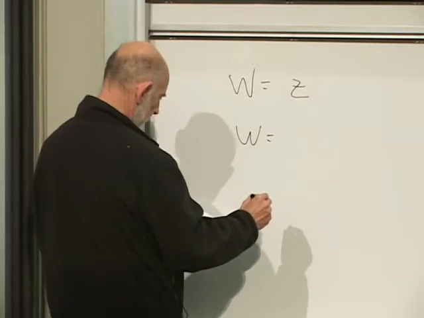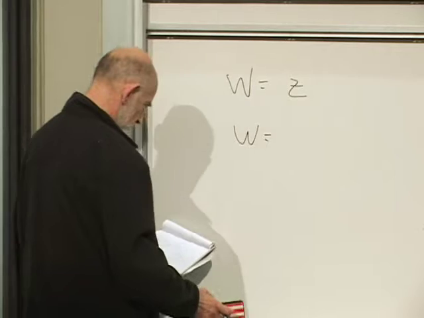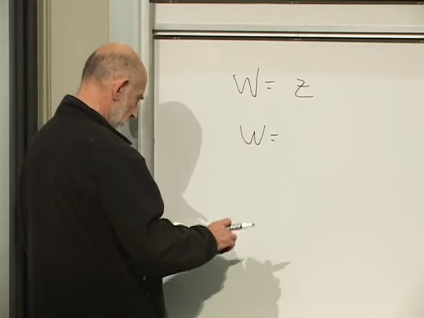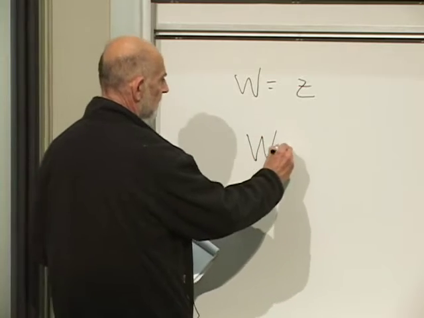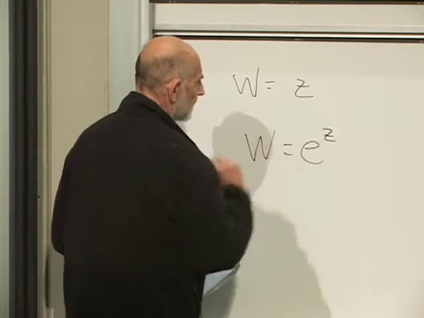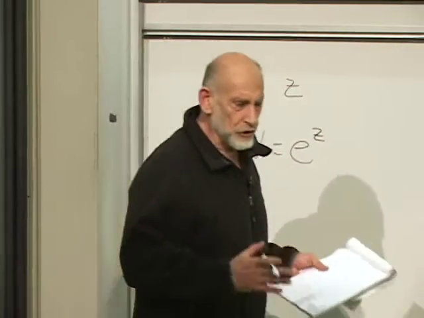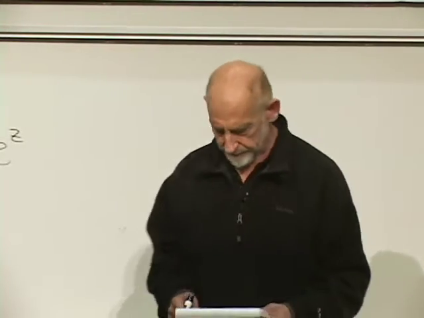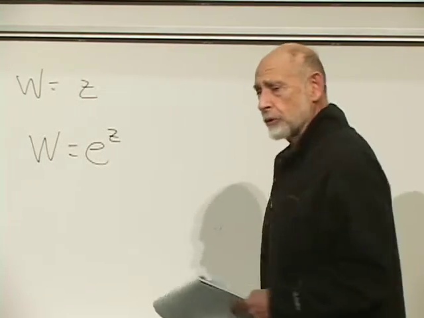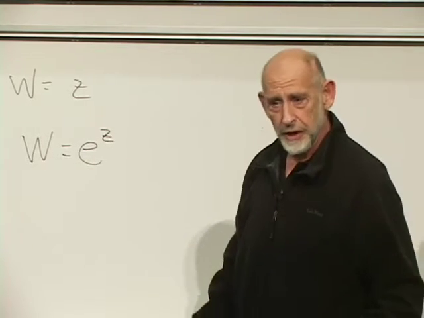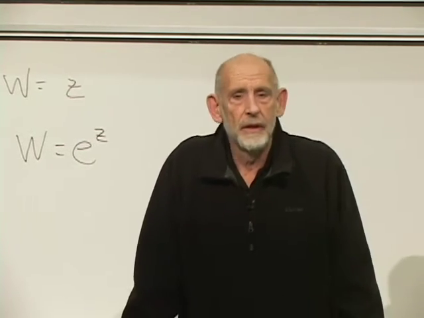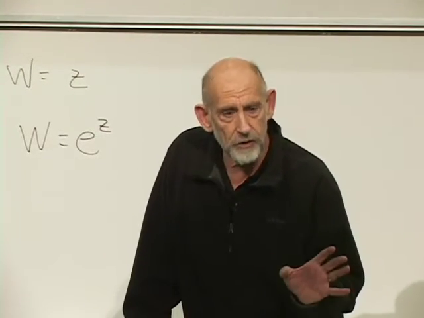Z equals e to the W. Let's do W equals e to the Z. That's a more complicated thing. Let's just check it and see that it's really analytic. You could also do logarithm. We don't have to do both logarithm and exponential. Why is that? One is the inverse of the other.